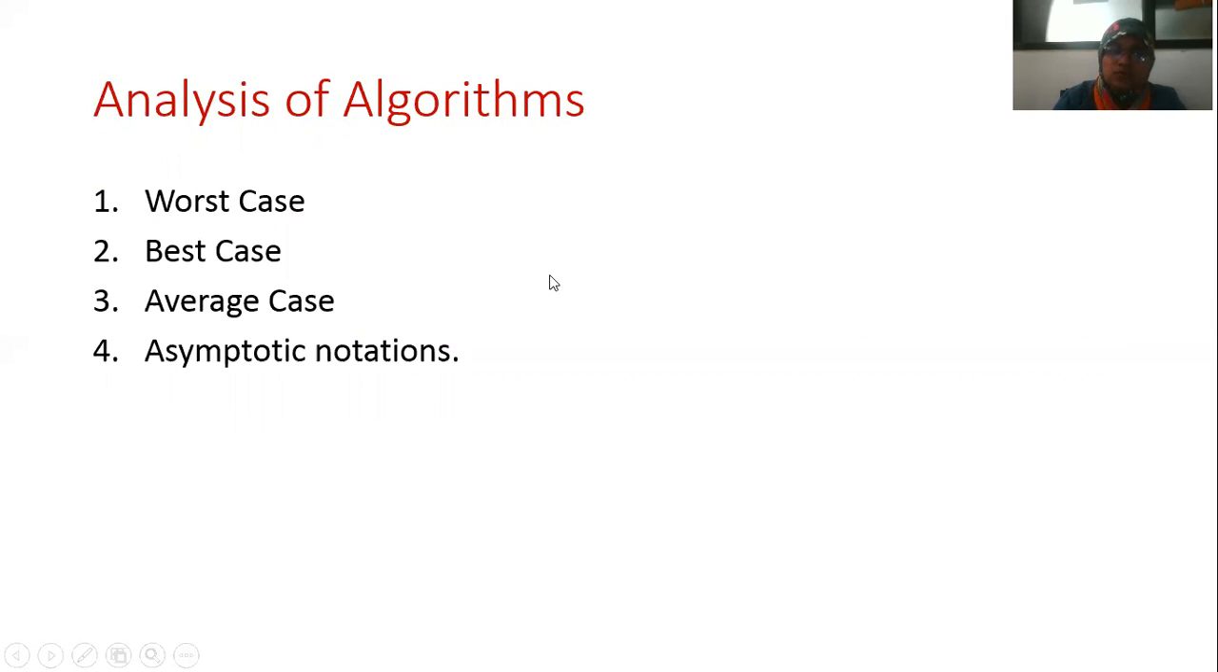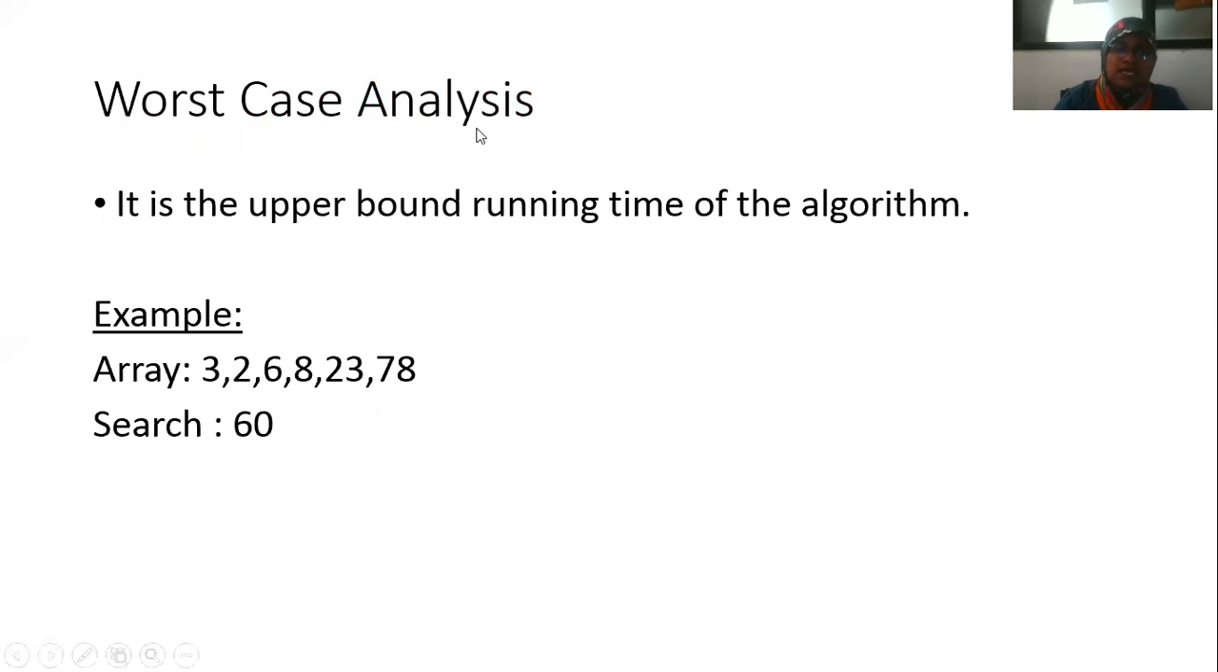So we have completed asymptotic notations. Next we will see worst case, best case, and average case analysis of an algorithm. Worst case analysis of an algorithm is the upper bound running time of the algorithm. Upper bound is the maximum time it takes for running the algorithm. Suppose we have an array with the set of numbers 3, 2, 6, 8, 23 and 78. And my problem is to search for the number 60 in this set.